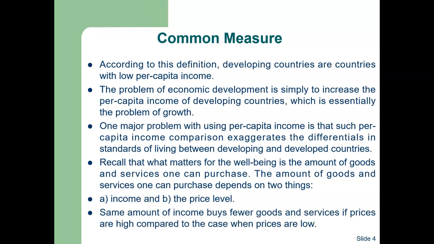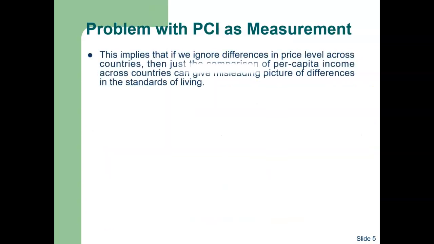Same amount of income buys different goods in developing and developed countries. Same amount of money may buy fewer goods and services if prices are high as compared to the case when prices are low. This implies that if we ignore differences in the price level across various countries of the world, then just the comparison of per capita income across countries can give a misleading picture of differences in the standard of living.